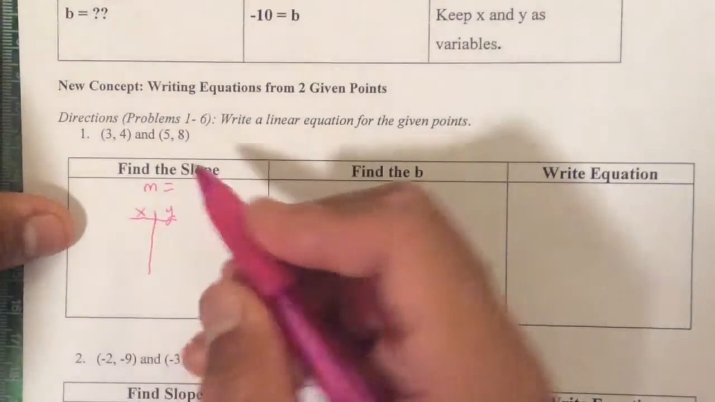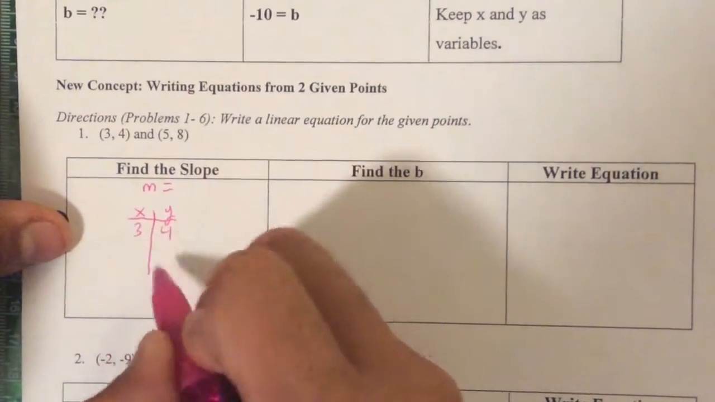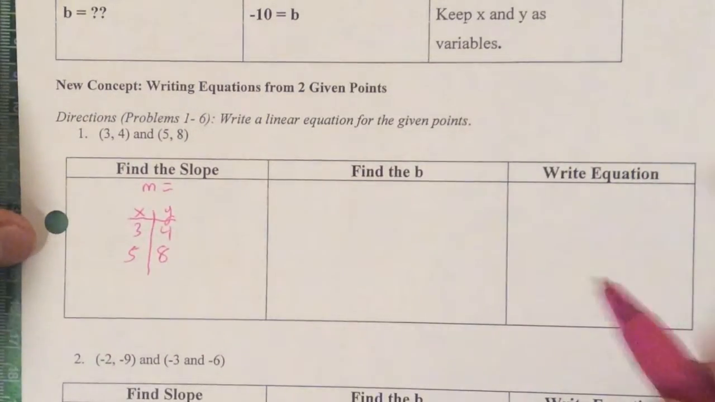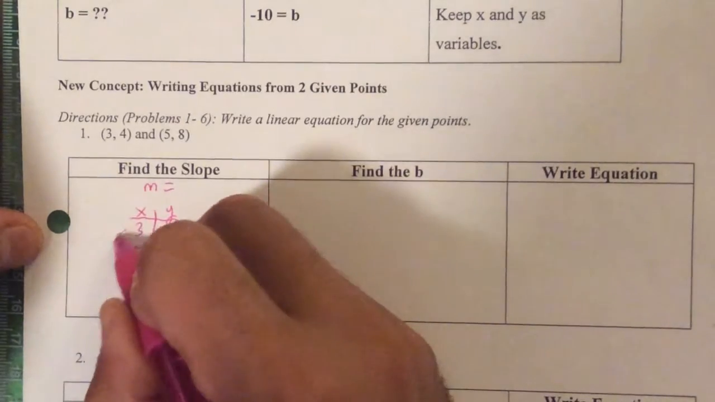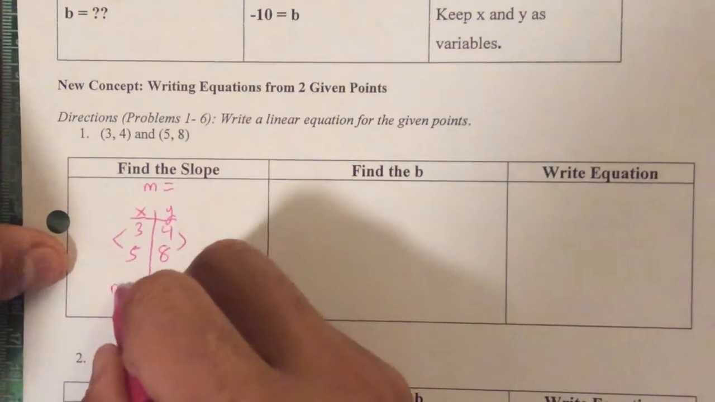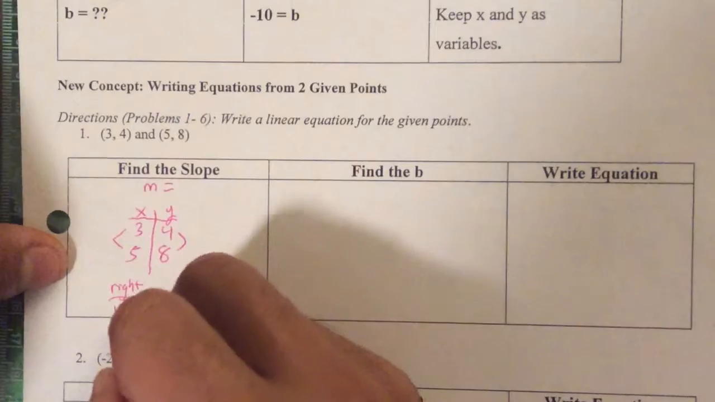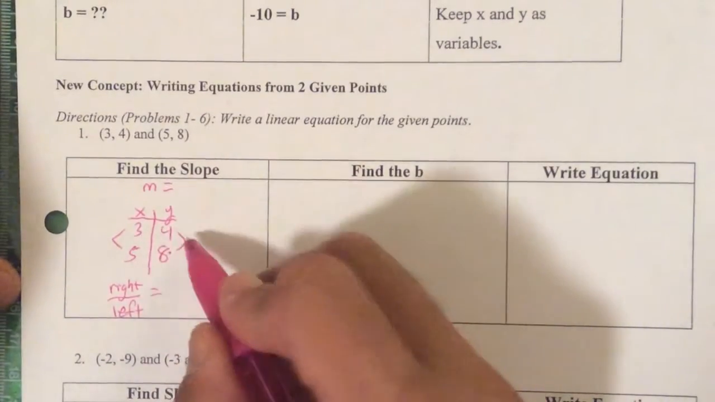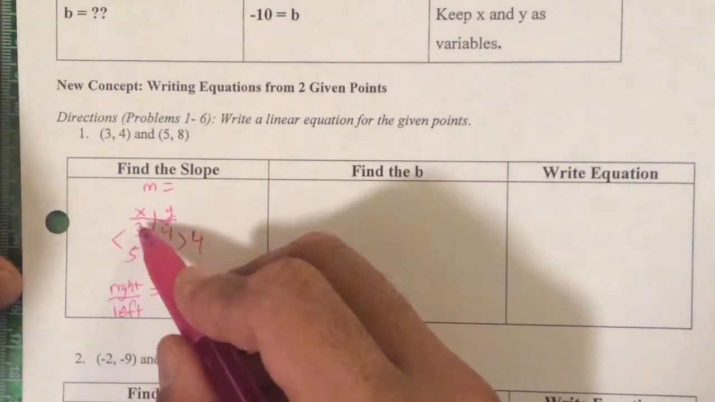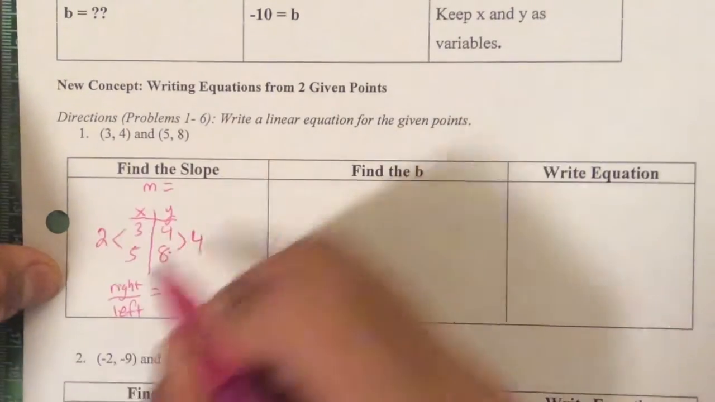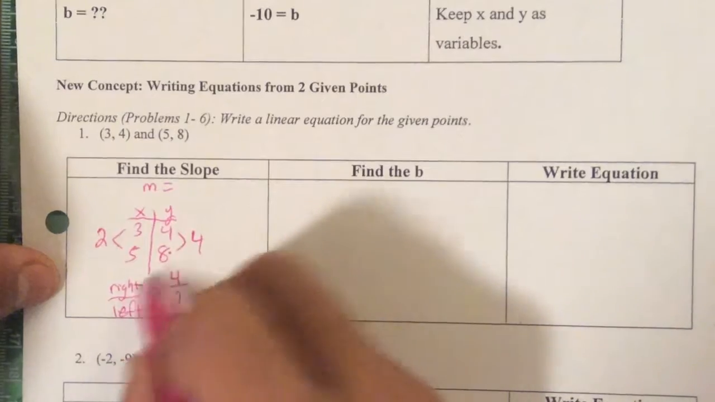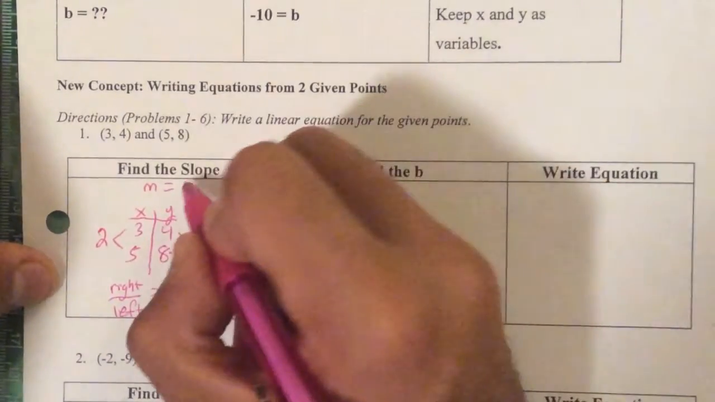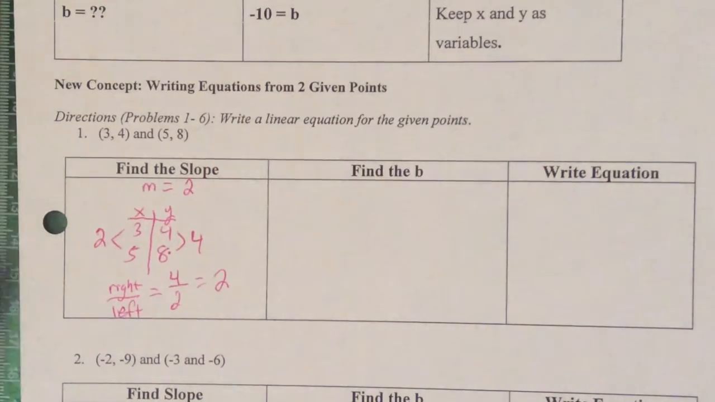So, you know to create a table. So my first ordered pair is (3, 4). My second is (5, 8). So now I can just find the slope. Remember the pattern of both sides. And then you will do the right side over the left to find the slope. Okay? So what is 8 minus 4? 4. 5 minus 3? 2. So it's 4 over 2 because the right side over the left side. So 4 divided by 2 is just 2. So my slope is 2.